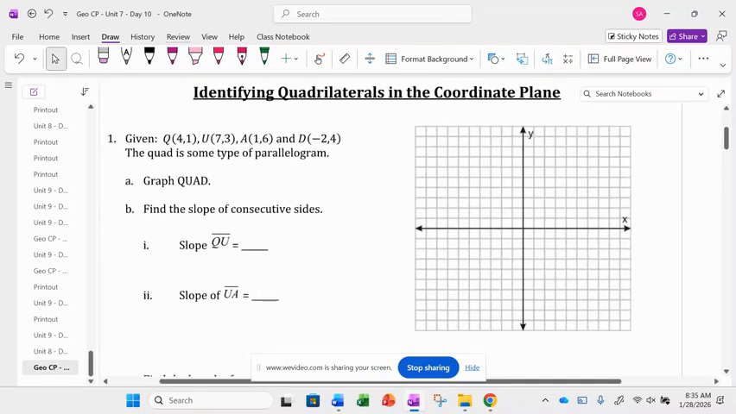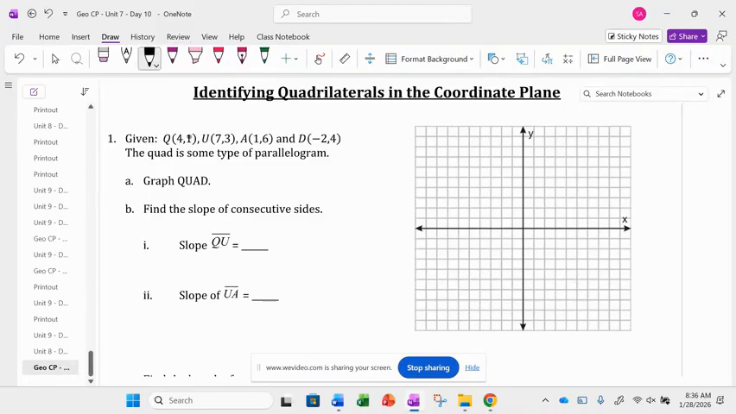What we want to do first is graph this quadrilateral. Boys, we're going to focus down. We want to graph this quadrilateral, so we're going to plot each of the points. The first point is the point (4, 1). Remember, the coordinate is x comma y, so you go over on the x-axis, then the y-axis.